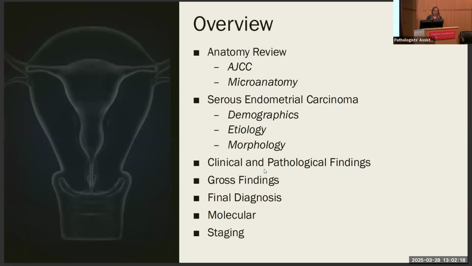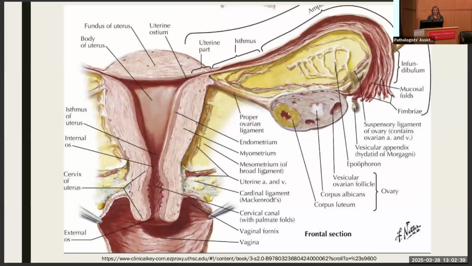This is my overview. We're going to begin with a micro and gross anatomy review, go into the demographics, etiology, and morphology of serous endometrial carcinoma, and then go into our specific case, the clinical findings, gross findings, and final diagnosis, as well as discuss the molecular testing and staging. So a brief overview here. We won't be going over everything, but the anatomy of the uterus, we're going to touch on the important features.